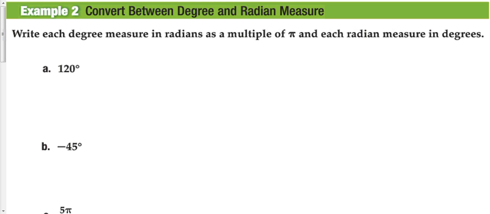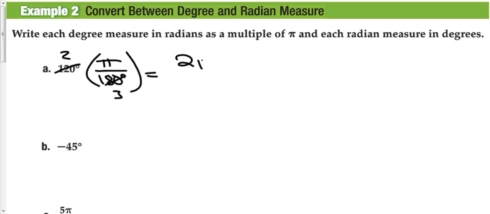So for 120 degrees, I'm just going to multiply this by pi over 180 degrees. You can multiply these together, but you're going to have to simplify it eventually. When we simplify 120 over 180, we get 2 pi over 3. You don't have to write any symbols to tell you that it's a radian. You just assume that it's a radian because there are no units.